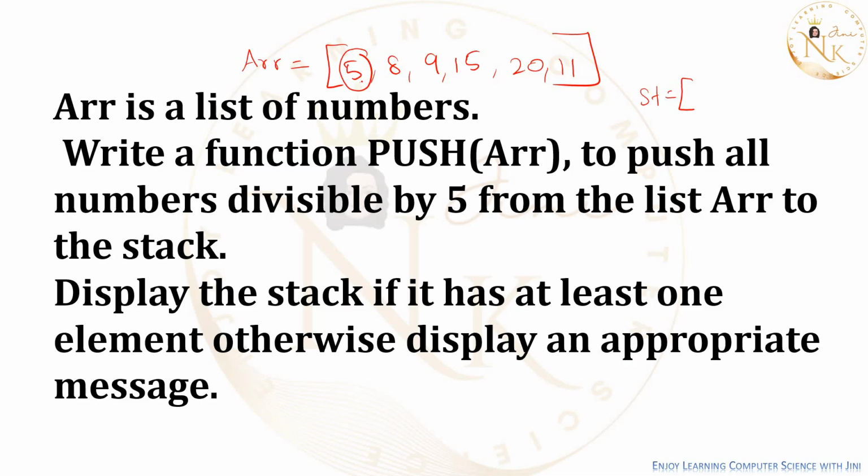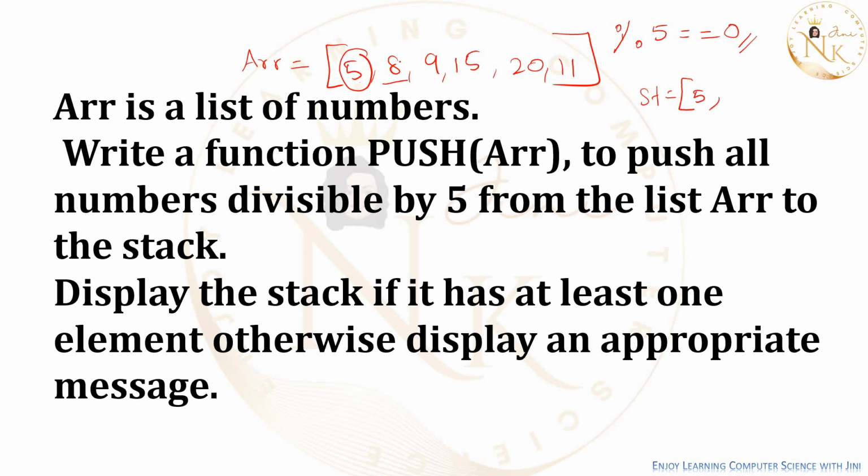So how do we check whether it is divisible by 5? The number modulus 5. If the remainder is 0, then it is divisible by 5. So 5 modulus 5 equal to 0. Yes, that number should be added to the stack. Then stack dot append of.